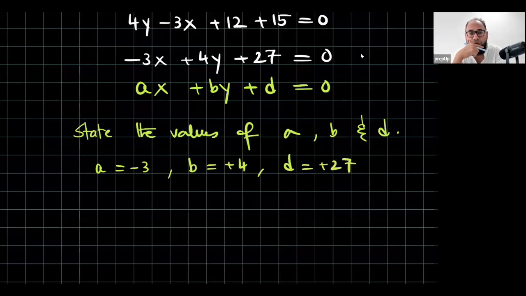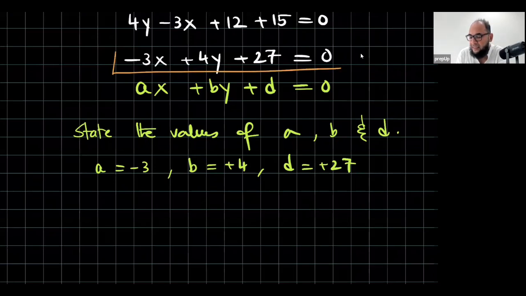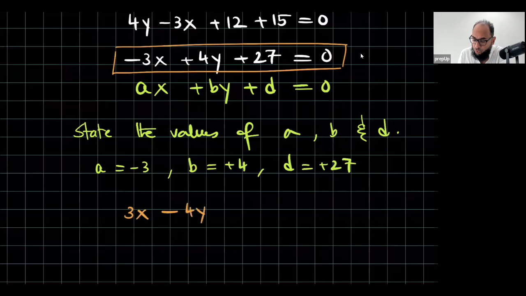Now someone can raise this question, what if the 0 was on the left and everything else was on the right? That is perfectly acceptable, which means that all these signs will change, and this will be 3x minus 4y minus 27 equals to 0. This is also perfect, no issue. The value of a could be negative 3, the value of a could be positive 3. Similarly, b could have the sign change, d could have the sign changed, as long as you have the correct format, which is ax plus by plus a constant equals to 0.